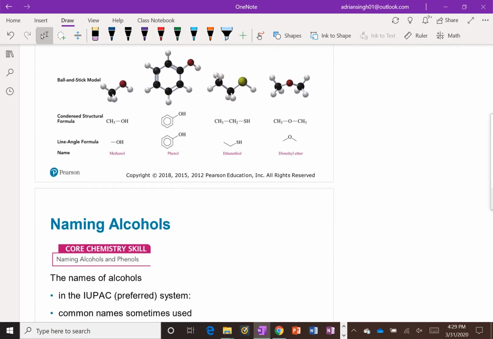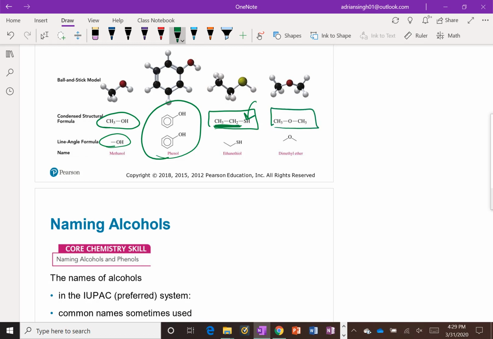So just to show you a couple more examples, we talked about methanol, CH3OH. That is our line angle formula. Phenol, benzene with an OH attached. Here's a thiol. There's the SH group that's attached to a carbon containing group now. That's an ethyl group on one side. And here's our ether, the oxygen in the middle that's surrounded by two carbons on either side.